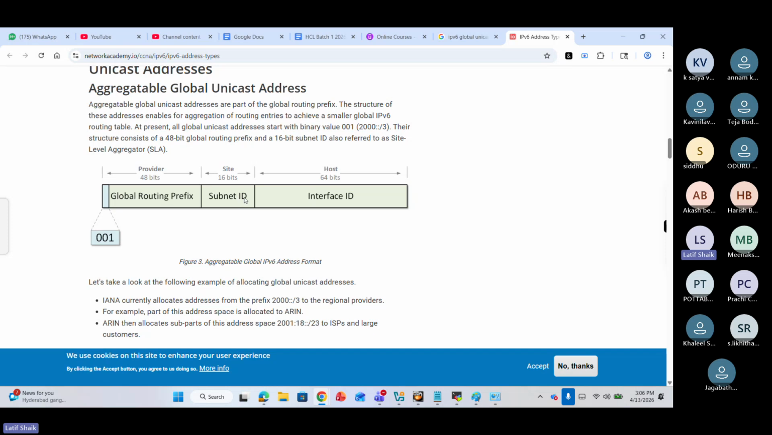And what about the first 64 bits? The first 64 bits generally represent the network, and the next 64 bits generally represent the host. In a global unicast address, within the first 64 bits, there is a part for the site or subnet ID, meaning which subnet you belong to. Not 64, that is what I said, which subnet it is. This is the global routing prefix, that is organization-based identity.